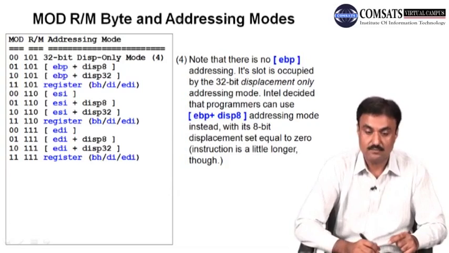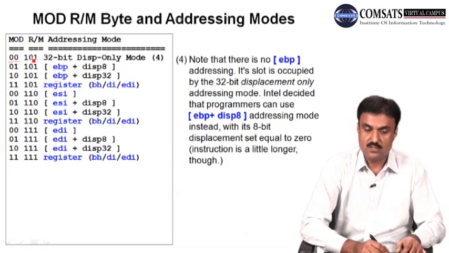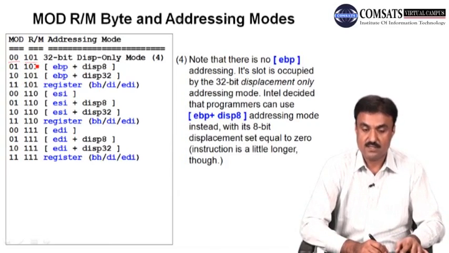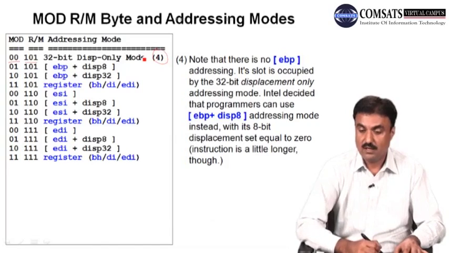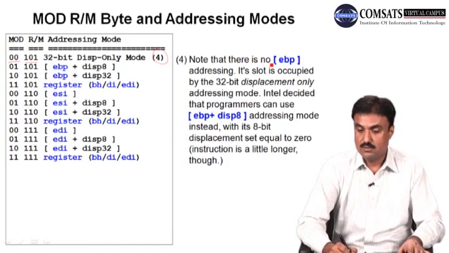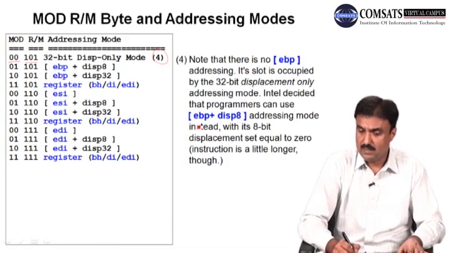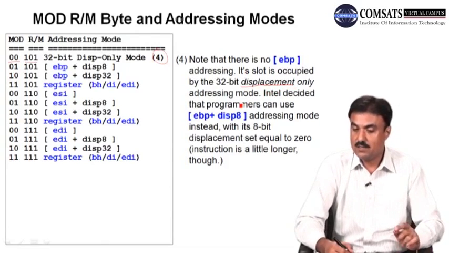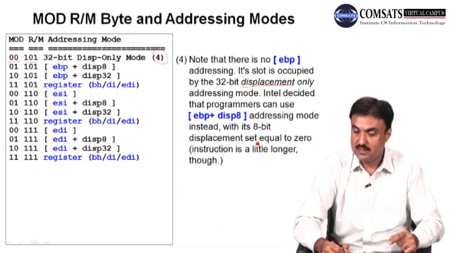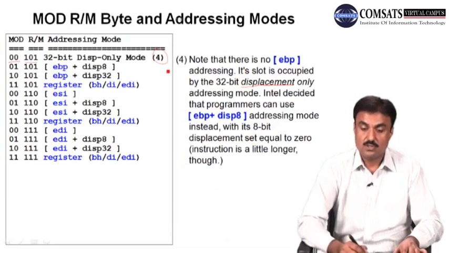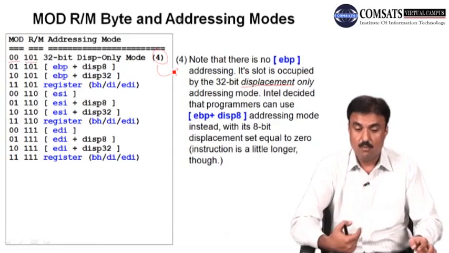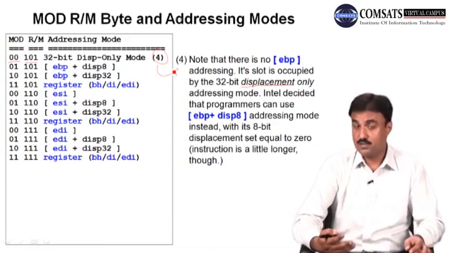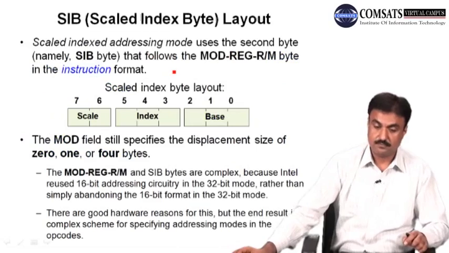Then the fourth addressing mode: if the mod bit is equal to 00 and the R/M bit pattern is equal to 101 and so on, then the fourth addressing mode will be used. So it is the EBP plus displacement. This is called the displacement only addressing mode. Intel has decided that programmers can use EBP plus displacement 8 addressing mode instead, with its 8-bit displacement set equal to 0 and so on. So this is the fourth one. If you want to use this type of addressing mode, for that purpose the mod bit should be 00 and the R/M bit should be 101 and so on.